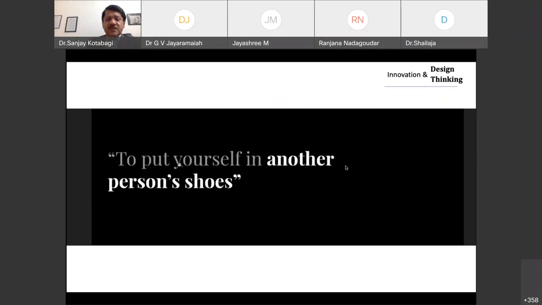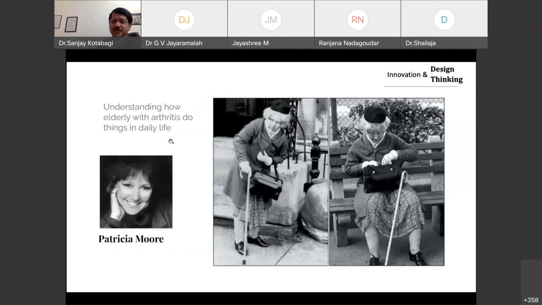So it is like putting yourself in the shoes of that person. Here is an example: the scientist Patricia. She was studying the pain points of senior citizens suffering with arthritis. She literally went into the character to understand the pain points, the kind of routine she was leading, how these ailments are affecting her day-to-day life, how it is making her life slow, keeping her from achieving certain things. So all these things are captured, and then attack.